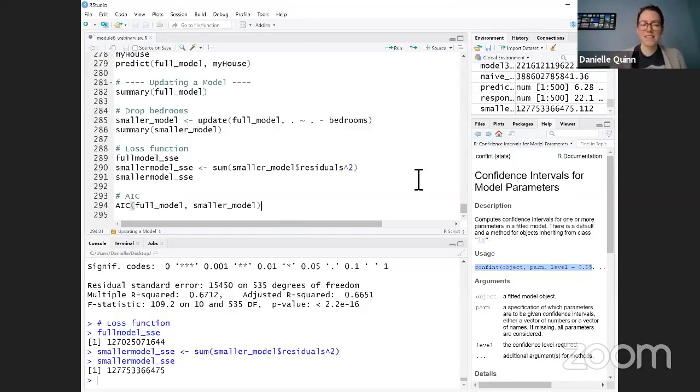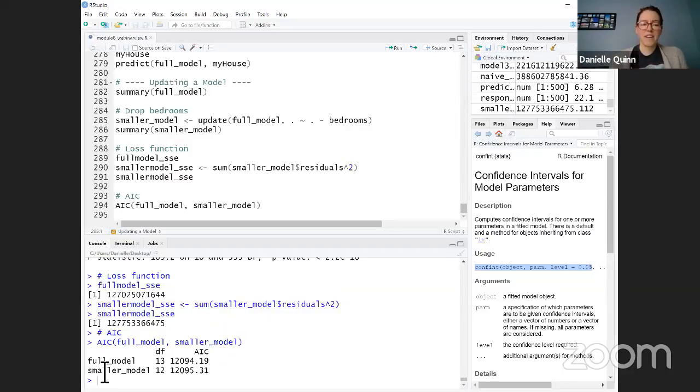But you could also use AIC. And here again, full model is 12,094, small model 12,095. They're not at least 3 different. So AIC is telling us nothing at all, except you can see the full model degrees of freedom is 13. Essentially, we are trying to estimate 13 different things. And our small model, we're only estimating 12 different things. So again, maybe that's enough to justify picking the smaller model.